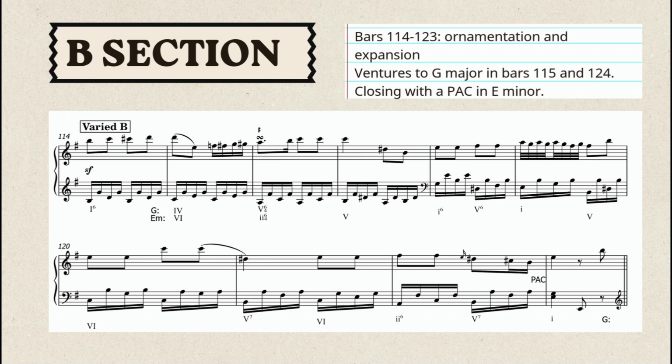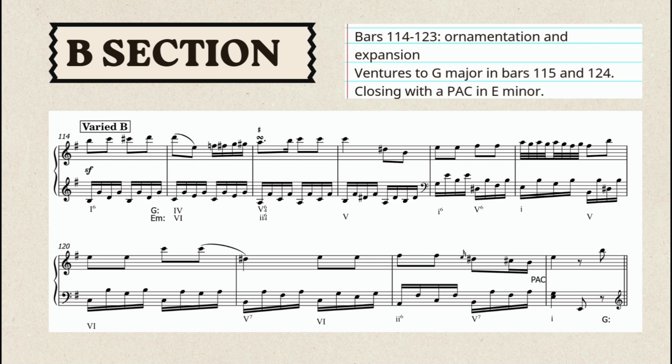Next, the B section returns in bars 114 to bar 123. But unlike earlier iterations, it is heavily ornamented and expanded. Haydn may sequence the B section idea to new harmonic heights or include dramatic pauses or rapid passage work here.